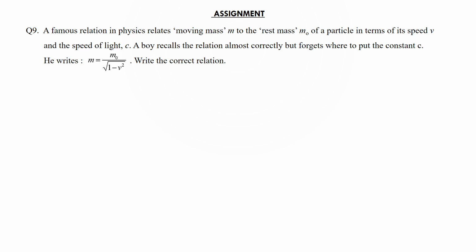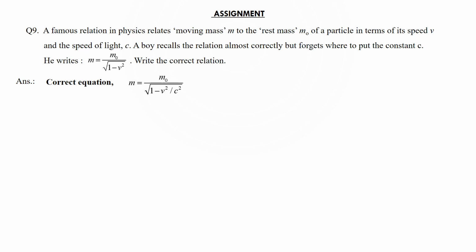Let's come to the last question, a very good question. A famous relation in physics relates moving mass m to the rest mass m naught of a particle in terms of its speed v and speed of light c. A boy recalls the relation almost correctly but forgets where to put the constant c. He writes m equal to m naught divided by 1 minus v square. Write the correct relation. So children, the correct relation is m equals m naught divided by 1 minus v square by c square.